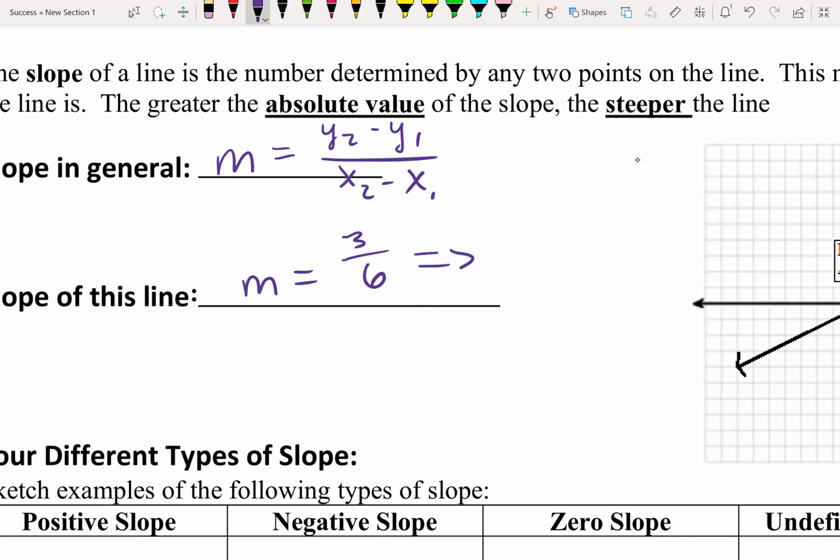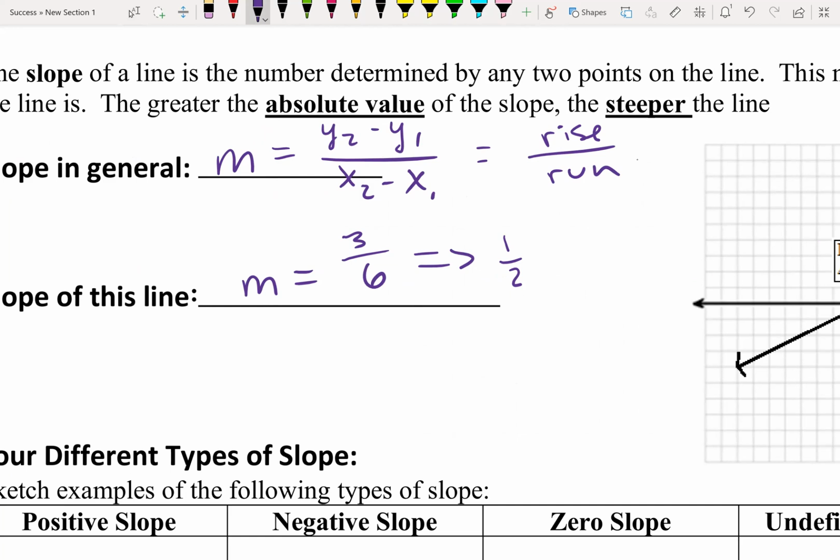Now, we don't want to leave it like that, though. We want to make sure that we reduce that fraction. So 3 over 6 reduces to 1 over 2. I'm going to write that up here as well, just that we have our rise over our run, because that's a good way to remember how to find slope.